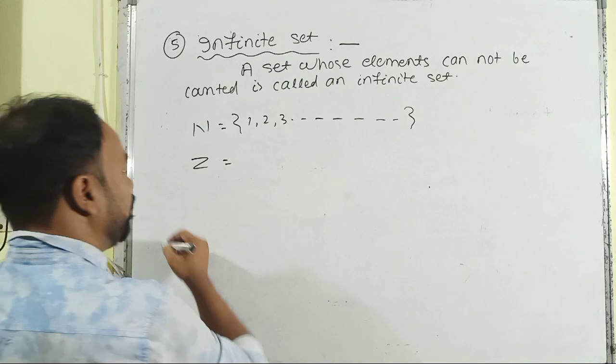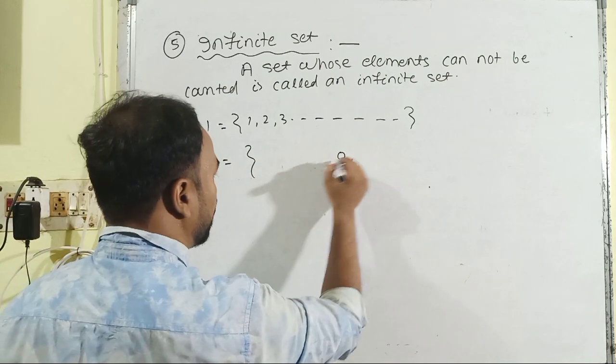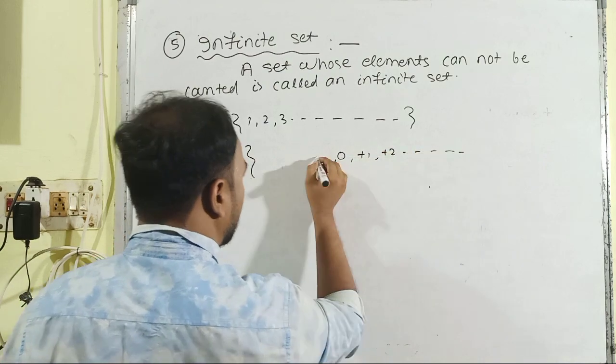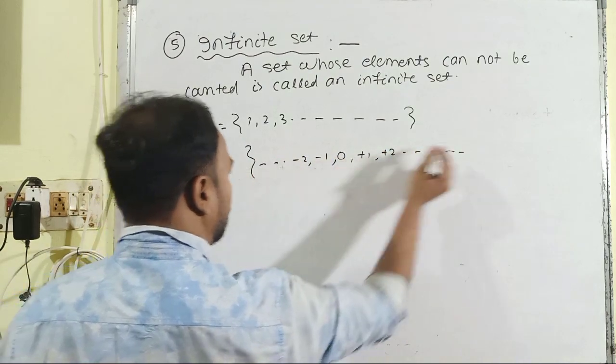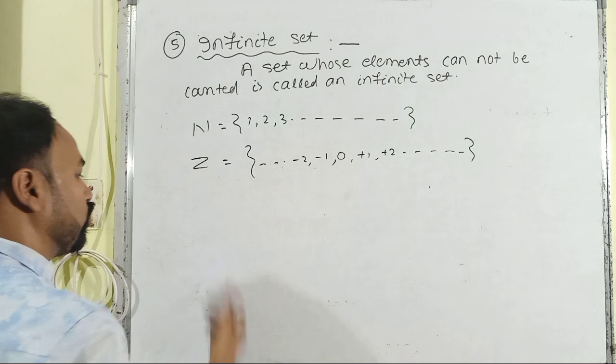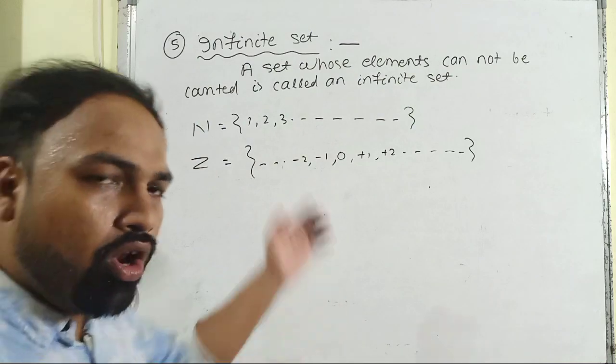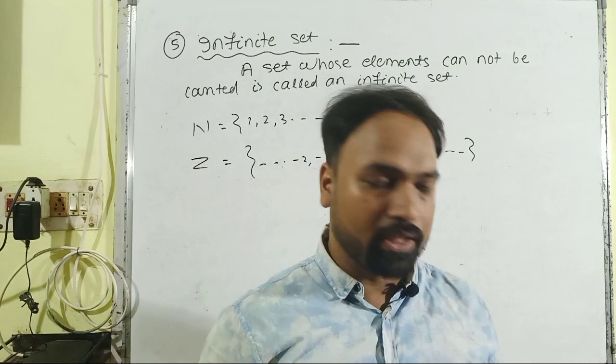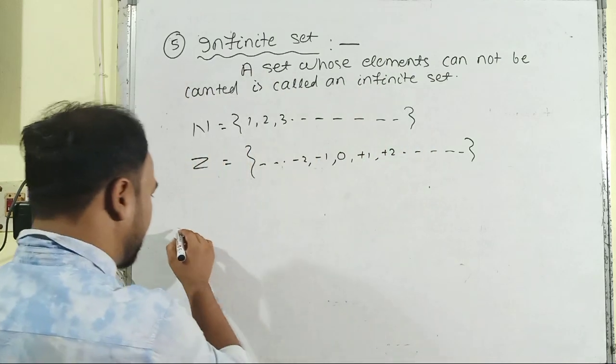Then the set of integers, it is 0 in between. Then towards the right hand side it is +1, +2, and towards the left hand side it is -1, -2. It is also an infinite set. Similarly, all of the mathematical sets you can take, and those are of the infinite sets. But let us make a difference here.